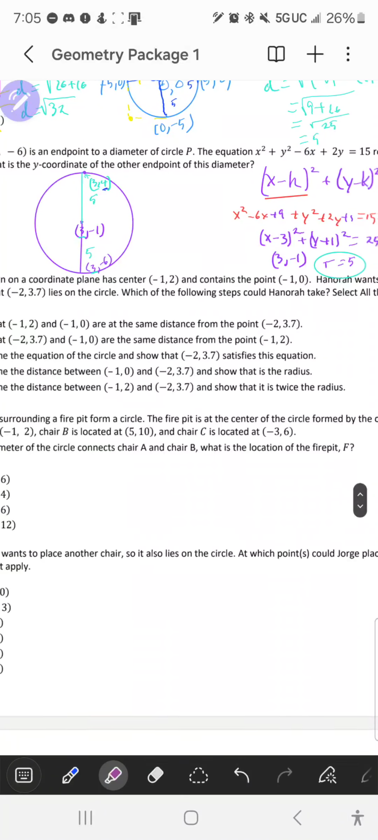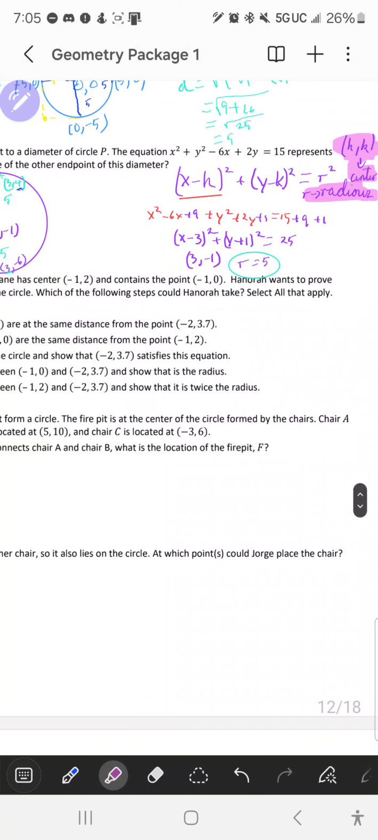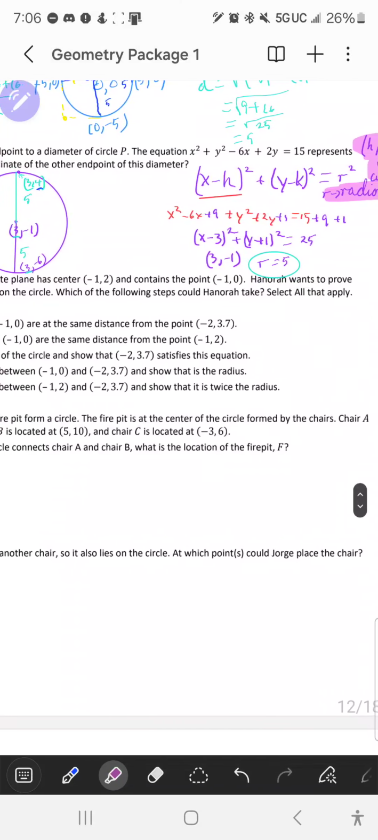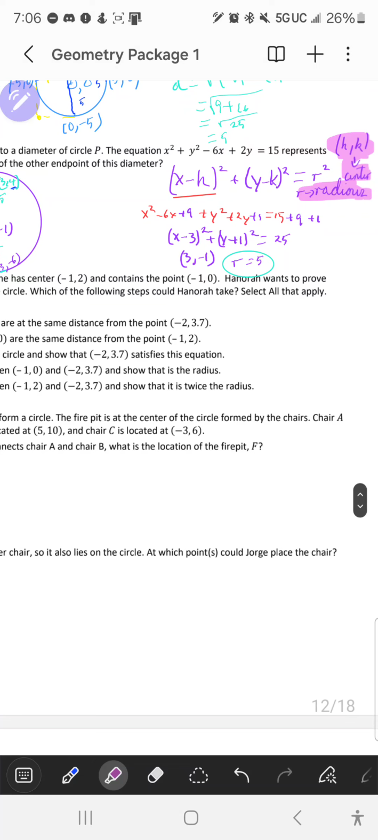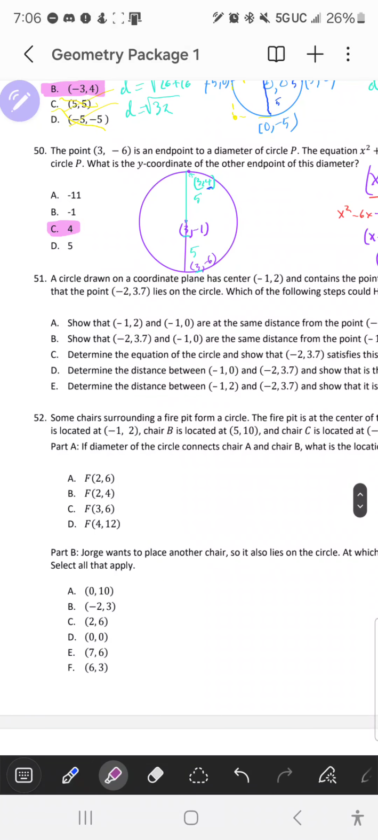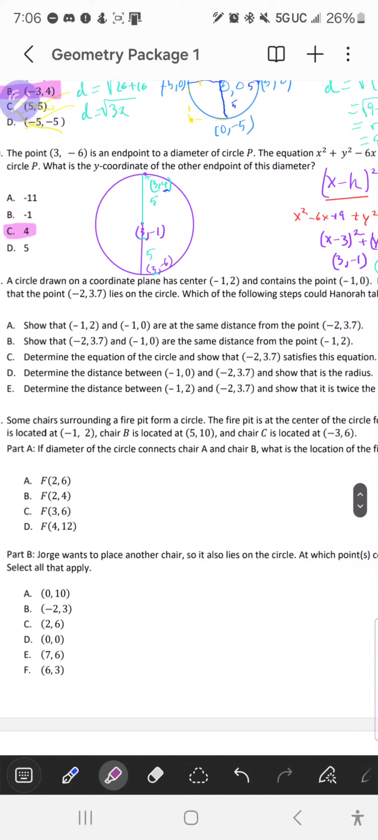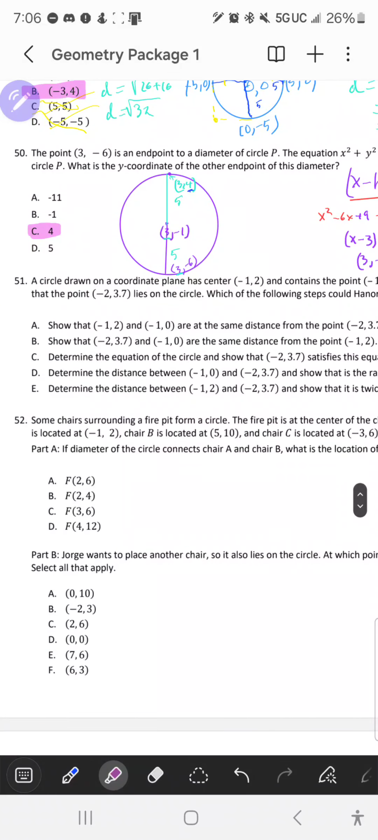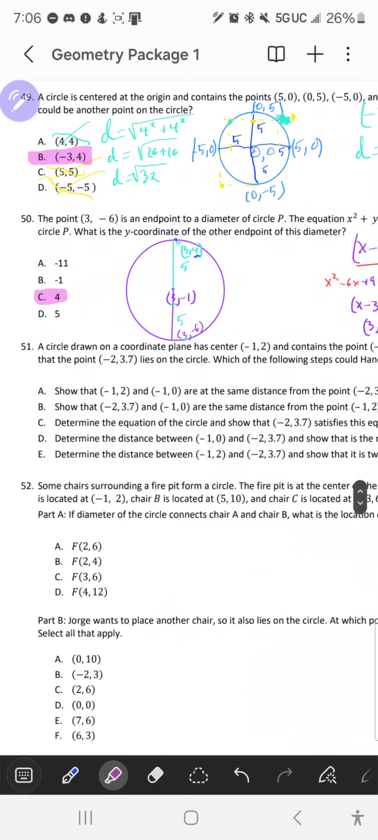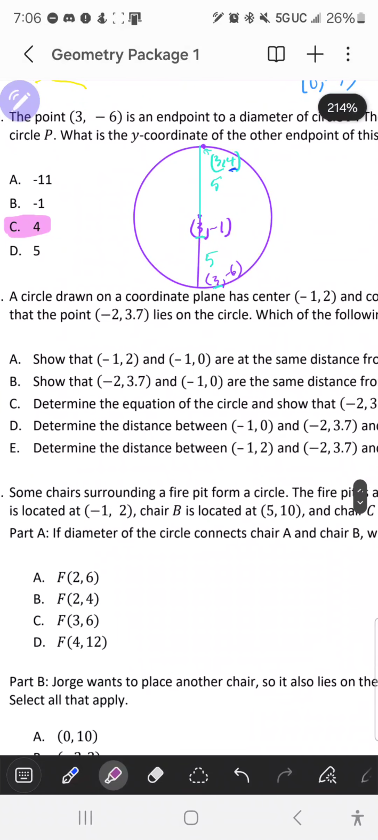Now, a circle drawn on a coordinate plane has a center, okay, and contains the point, okay. Hannah wants to prove that the point lies on the circle. Which of the following steps could Hannah take? Okay, we don't need to do any drawing here. We just need to analyze, which could be difficult. And I'm going to see what makes sense here.